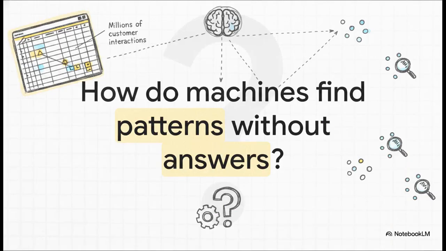Right, so let's just start with the big question here. How exactly do machines find patterns when we don't actually give them the answers? Yeah, it's kind of wild to think about. But imagine you're organizing this huge basket of mixed fruits. Nobody handed you any labels, right? But you naturally just group the apples together, the oranges together, and the bananas together, just based purely on how similar they look and feel. K-means clustering works the exact same way. Just swap out the fruit for massive amounts of raw, unlabeled data.